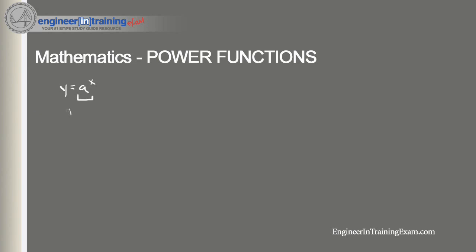a is known as the base and x is known as the power or the exponent, both interchangeable terms. Now, when given a power function and that power function strays away from this standard form, we can dig into our bag of tricks to simplify using a list of rules.